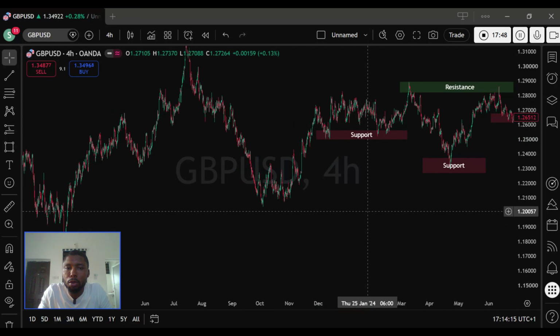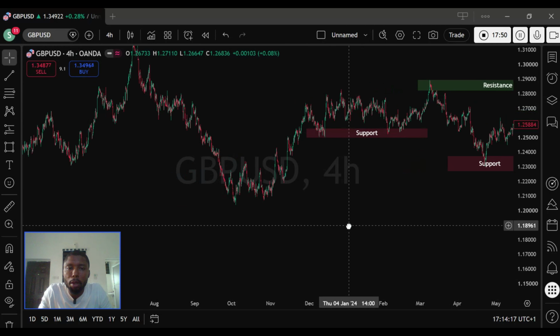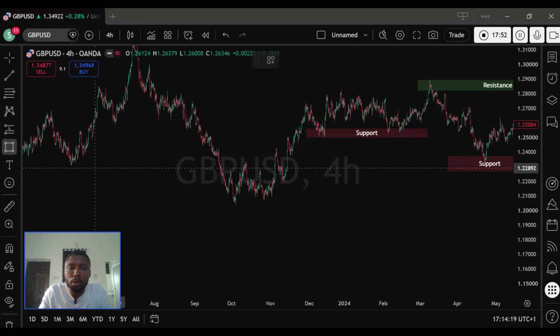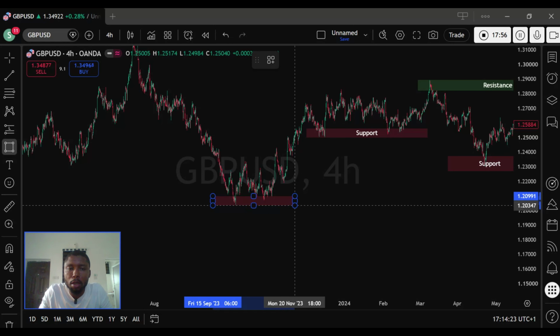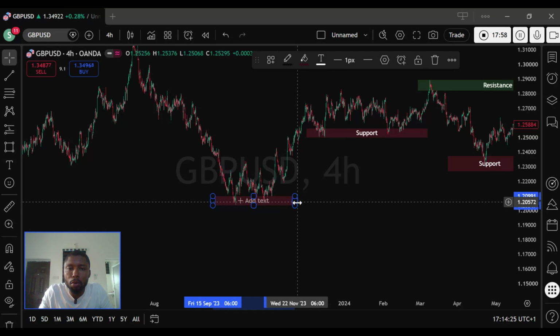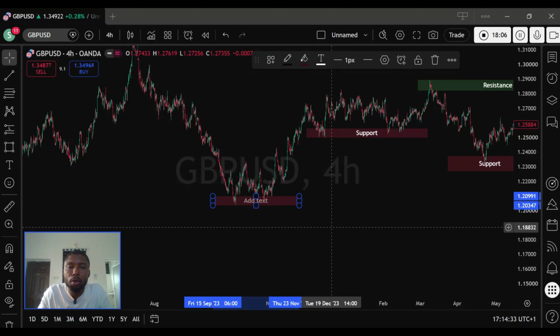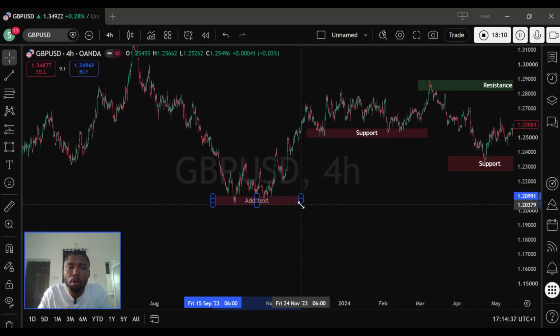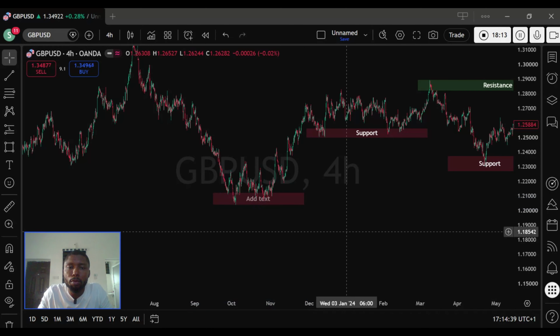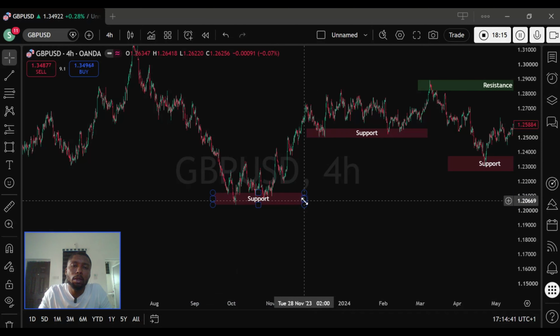One thing I want you guys to always remember is the more price touches a particular zone, whether support or resistance, and couldn't break through, the stronger it becomes. Support. And that gives you so much confidence to execute trades from there using proper confirmation. This is another support.